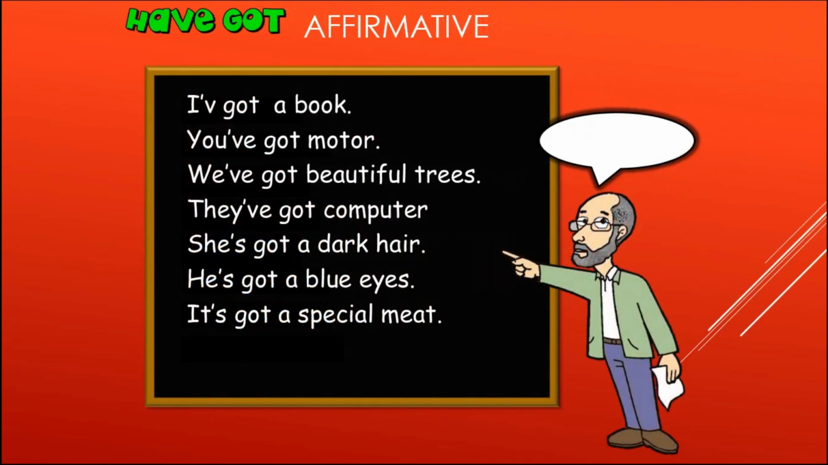That is the affirmative with all forms, like I've got a book, you've got a book, we've got a beautiful tree, they've got a computer, she's got dark hair, he's got blue eyes, it's got a special meat. So here it is affirmative, but it just focuses on the short form. But if you want to use a long form, that also can be done by using the word have. I have got, you have got, we have got, they have got, she has got. But here we don't always use the word have. Here we use the word has got, right?